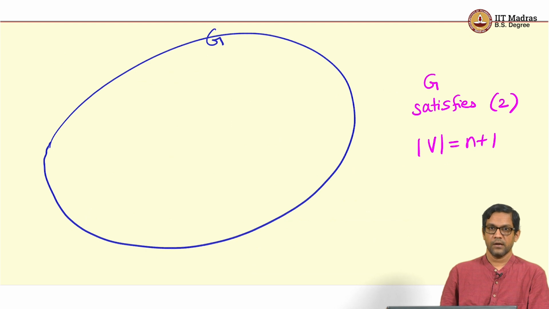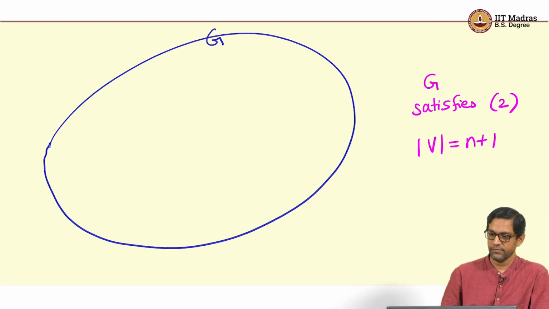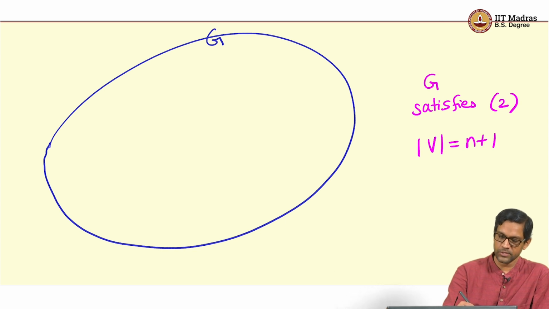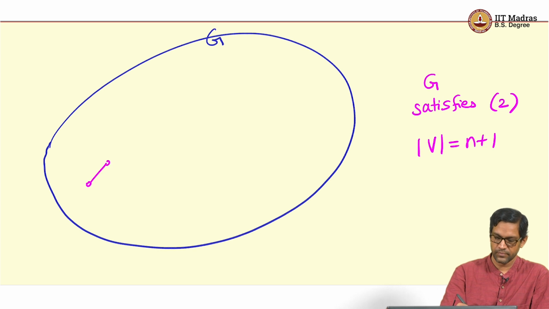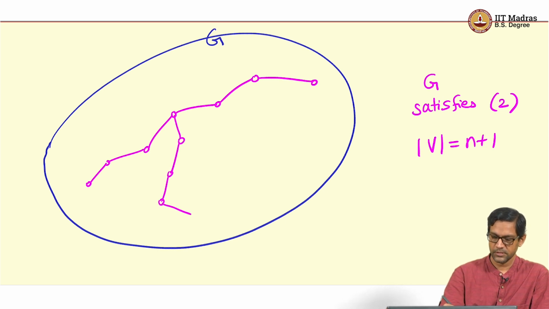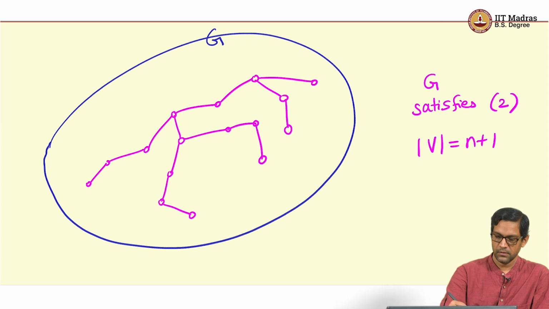So let us look at our graph G. It has got n plus 1 vertices and it satisfies the given hypothesis 2, right, and what was the hypothesis? That given any pair of points has a unique path between them. So maybe there is a path between these 2 points, there is another one between these 2, and so on. Okay, so this is maybe what the graph looks like.